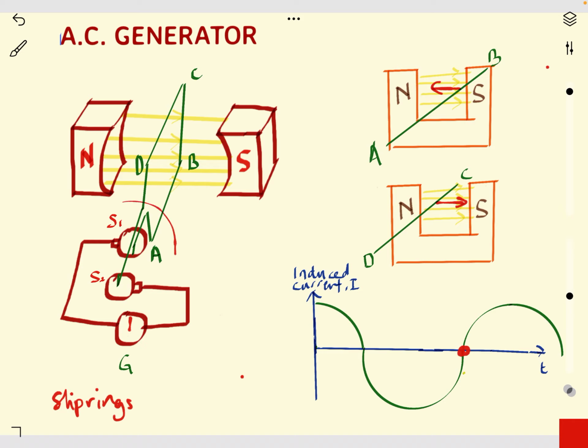What is important here is we use 2 slip rings, but remember in DC motor we use split rings. This one is slip rings. Please don't be confused about this.